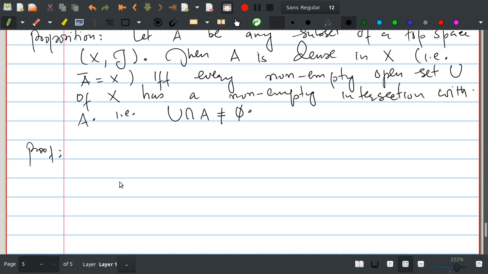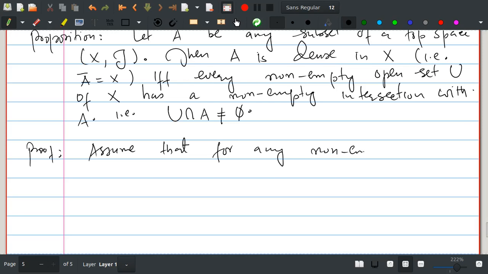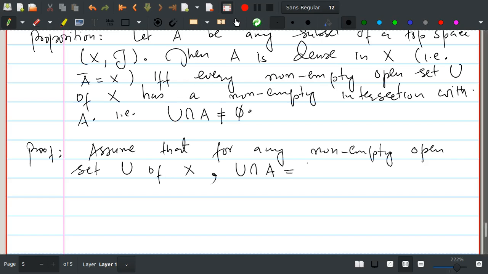So first we are going to assume that every non-empty open set U in X has a non-empty intersection with A. So assume that for any non-empty open set U of X, we have U intersection A is non-empty. So we want to prove A closure is X.